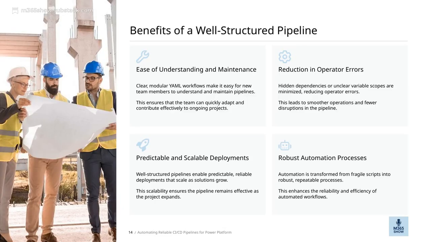Scalability is a key advantage here. It ensures that your automation remains effective, no matter how large or complex your projects become. Another major benefit is the reduction of operator errors. When dependencies are hidden or variable scopes aren't clear, mistakes happen more often. A well-structured pipeline minimizes these issues, leading to smoother operations and fewer disruptions.